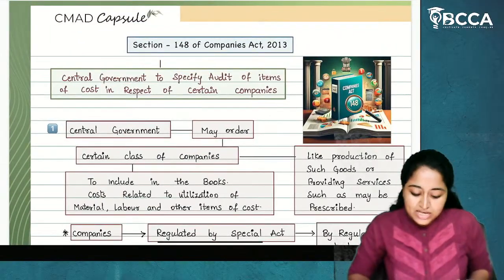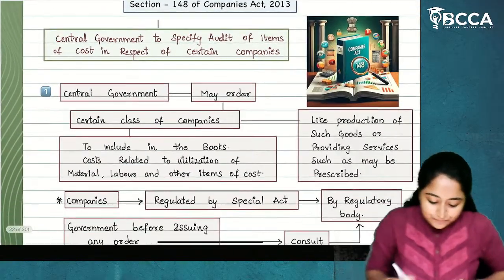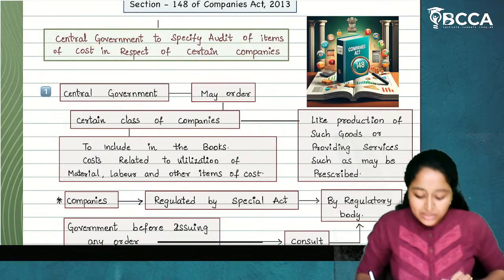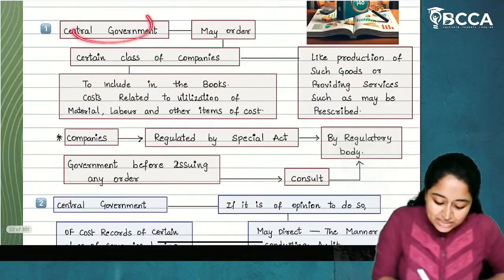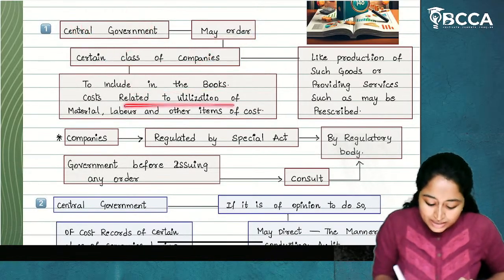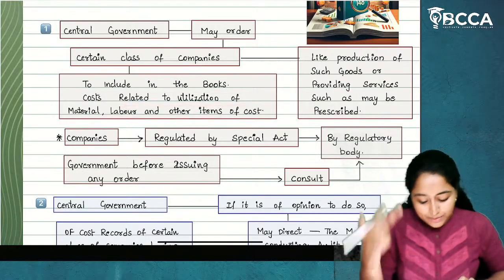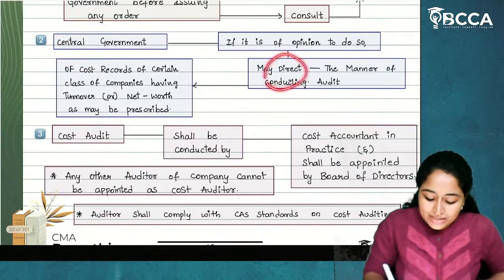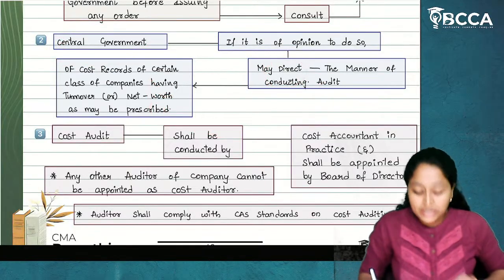See, this is given as section 148. Central government to specify audit of items of cost in respect of certain companies. This we have already seen. Central government may order certain classes of companies to include in the books of accounts the utilization of material, labor and other items of cost. And then the central government, if it is of the opinion, may direct the manner of conducting audit of certain companies.